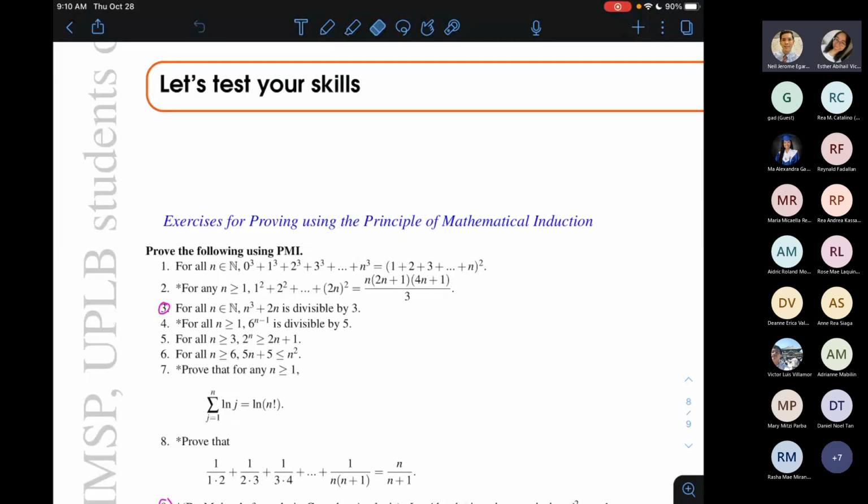All right. Again, good morning, everyone. So back to the beginning. So today we'll try to finish module number 6, which is about the principle of mathematical induction.